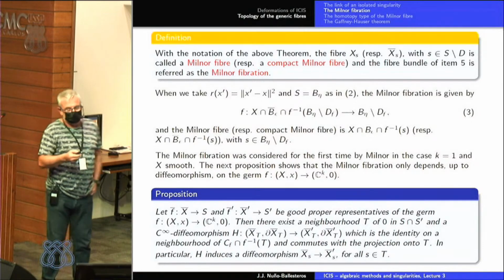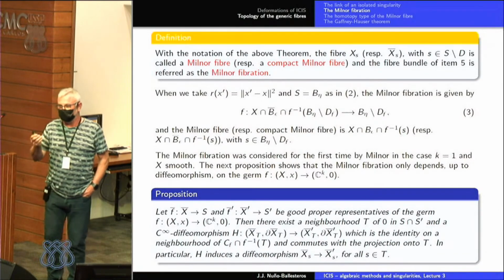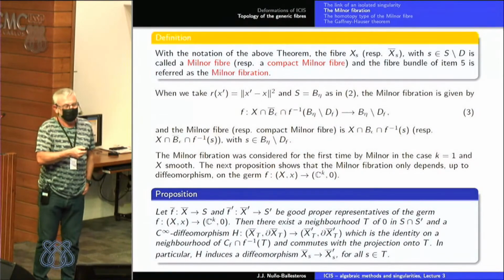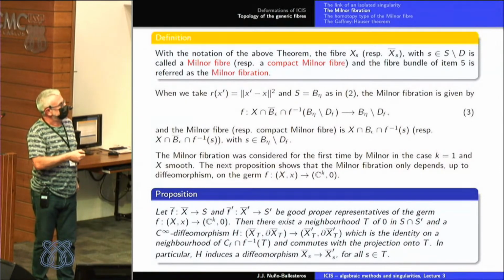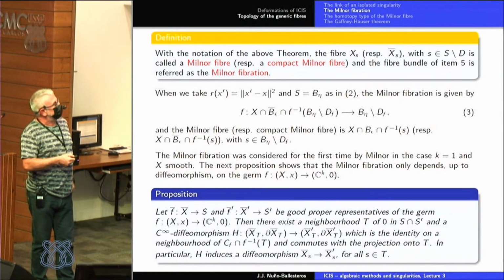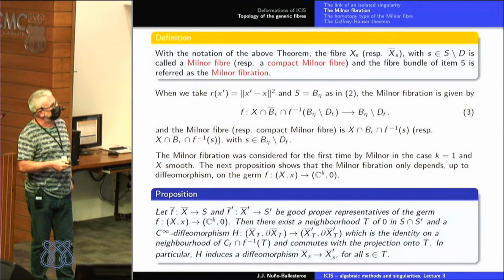Okay, I'm sorry that this part is a little bit technical, but there is no way. We have to understand this, okay? So what happens if we have two good proper representatives of the same germ? So we take F from X bar to S and F prime from X bar prime to S prime, two good proper representatives of the same germ.